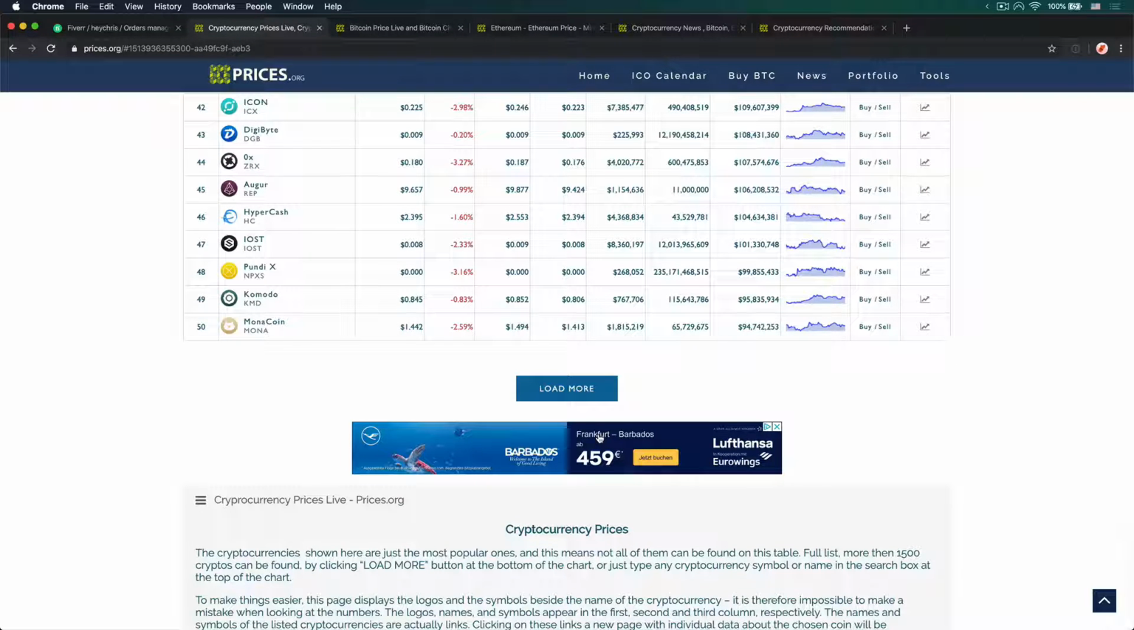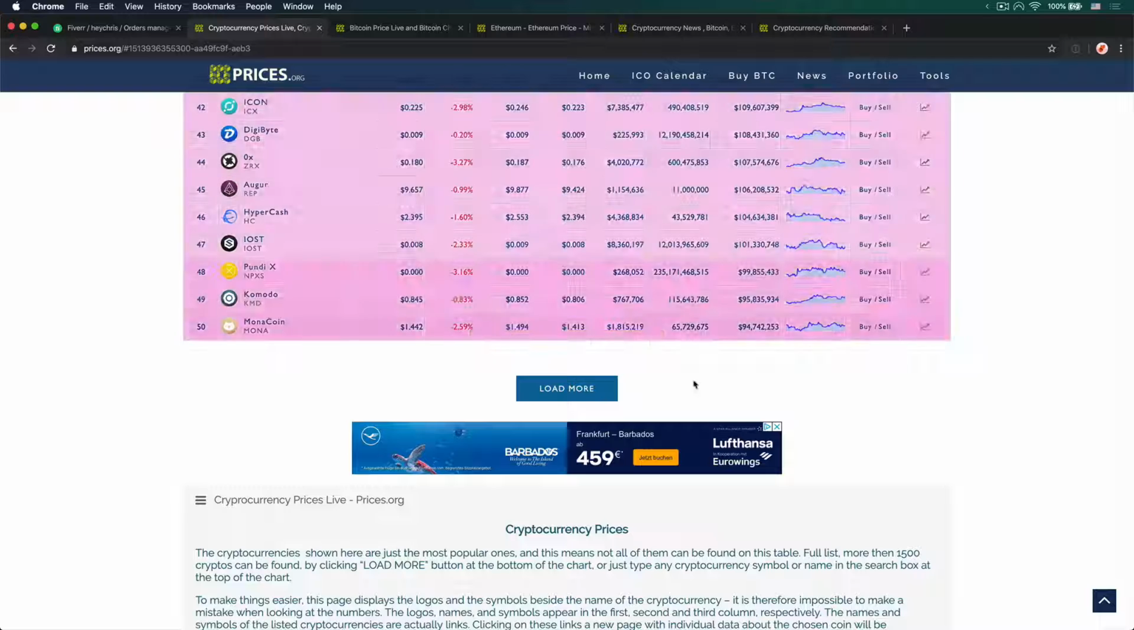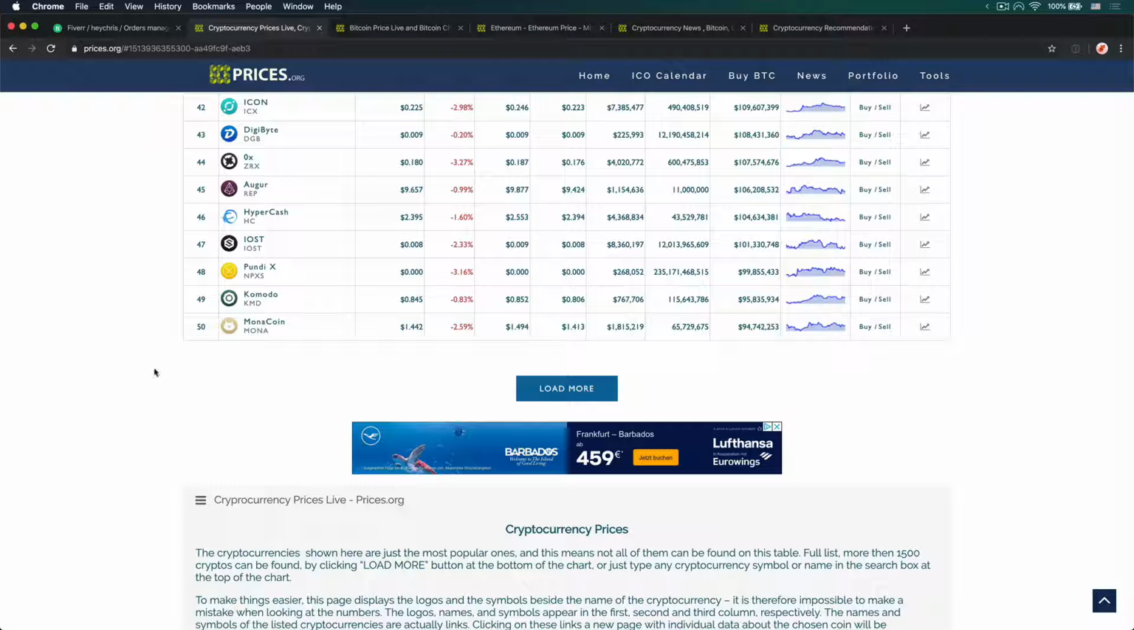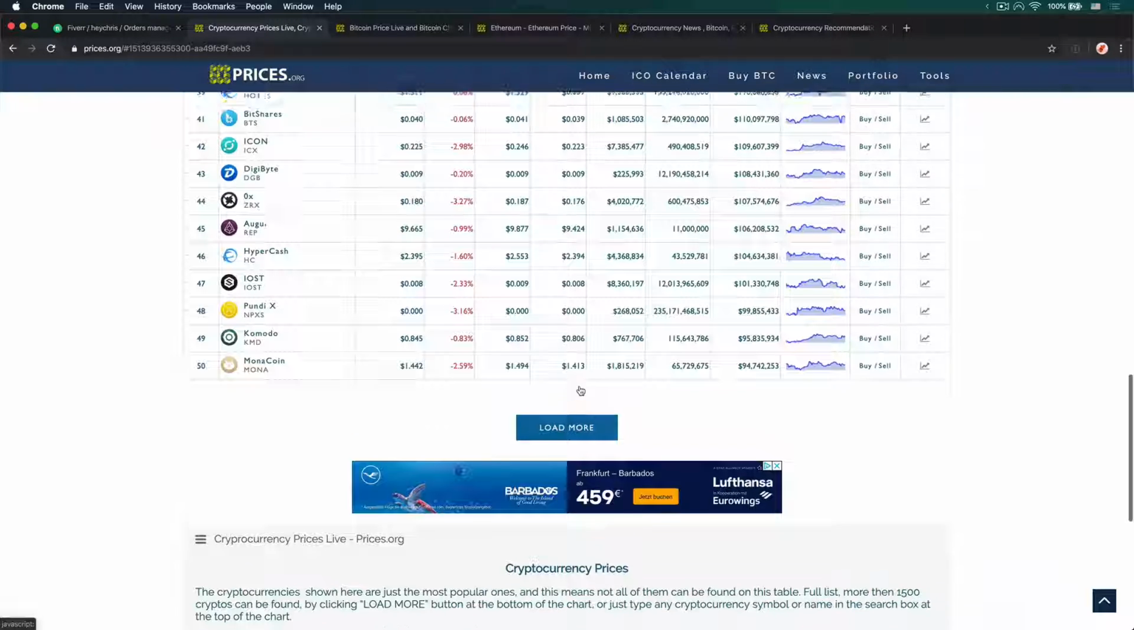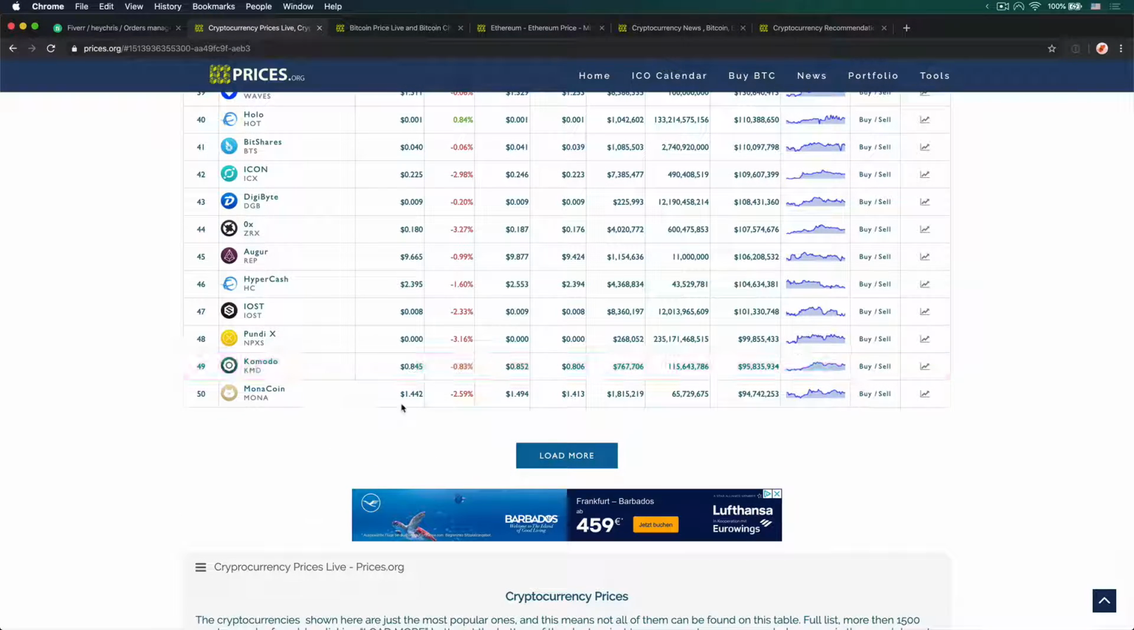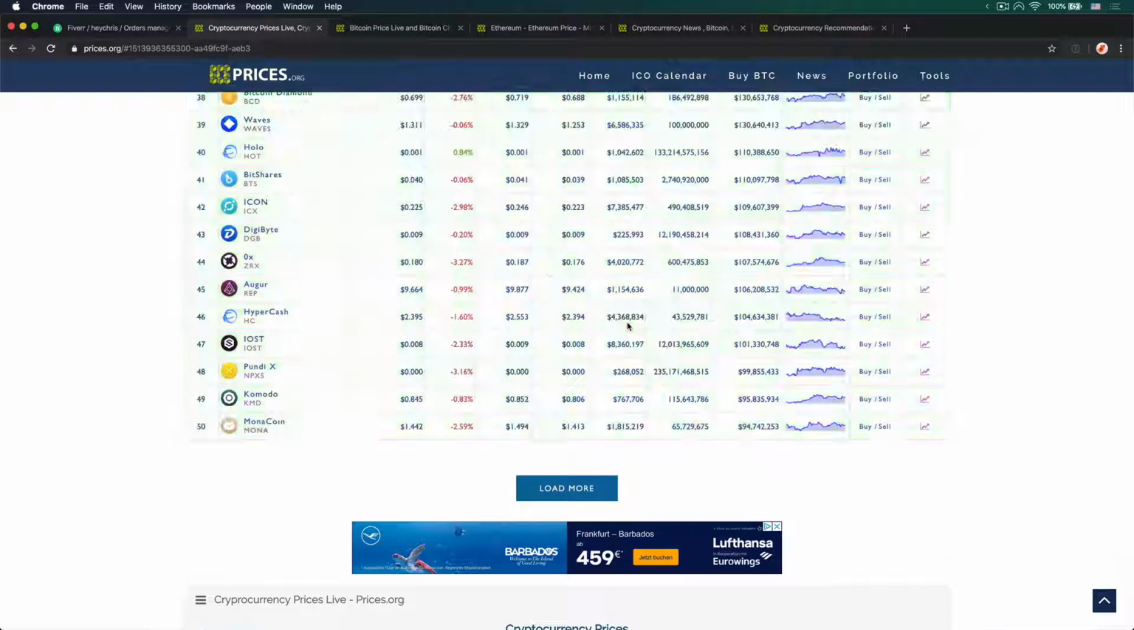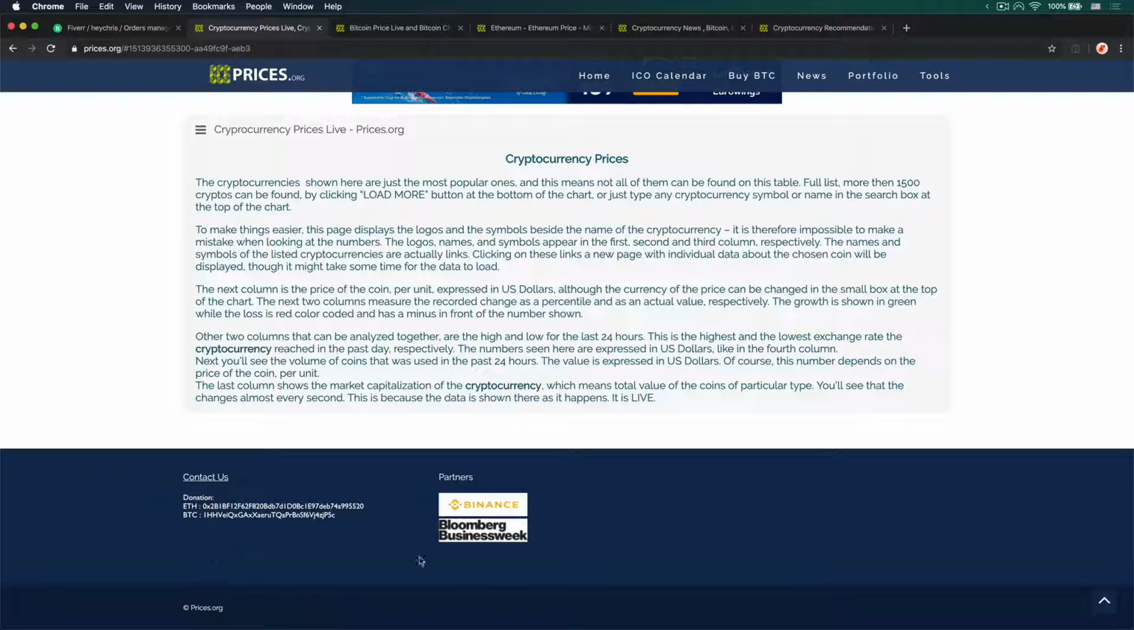This advertising here, I guess you're making money with AdSense here. That's fine. It doesn't really do much. The load more didn't do anything for me. I don't know if that's normal, or if 50 coins are all that you track, and the load more could be hidden away at that stage.